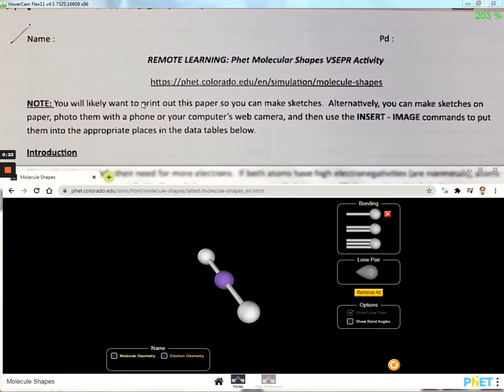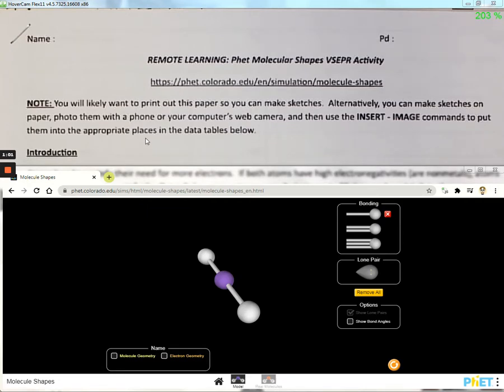Anyway, as I pointed out in the assignment itself, you're probably going to want to find a way to print this out, because there's a lot of drawing and sketching built in. You do have the option of taking pictures of sketches you make on your own paper and inserting those as image files into the Google Doc, but it's probably going to save you a lot of time to either come by the school, or have somebody come by the school and pick up the paper on your behalf and get it to you, or print one out yourself.